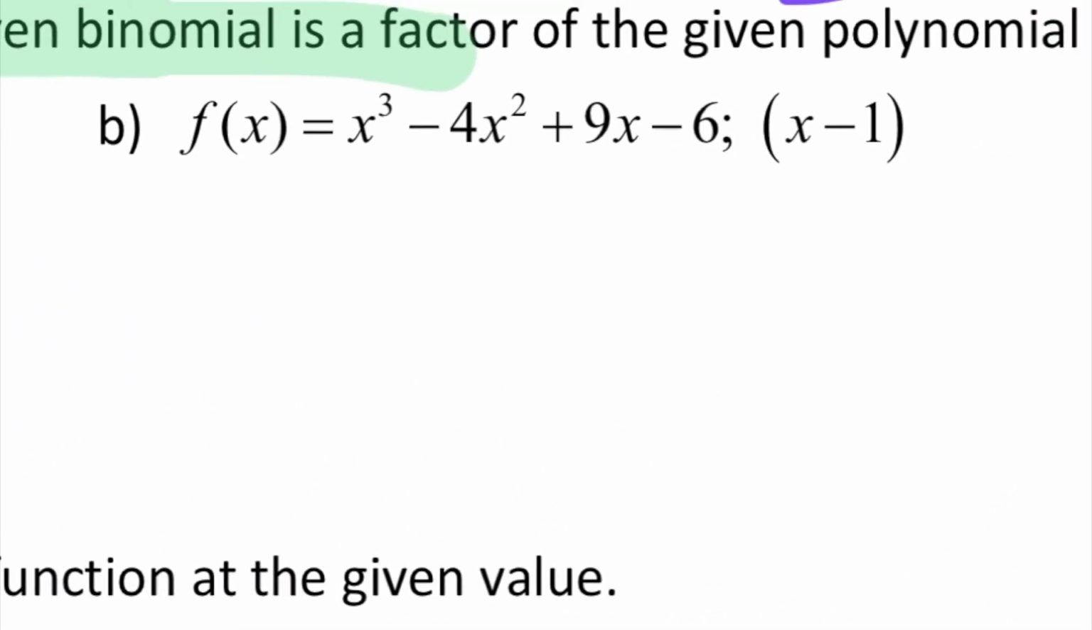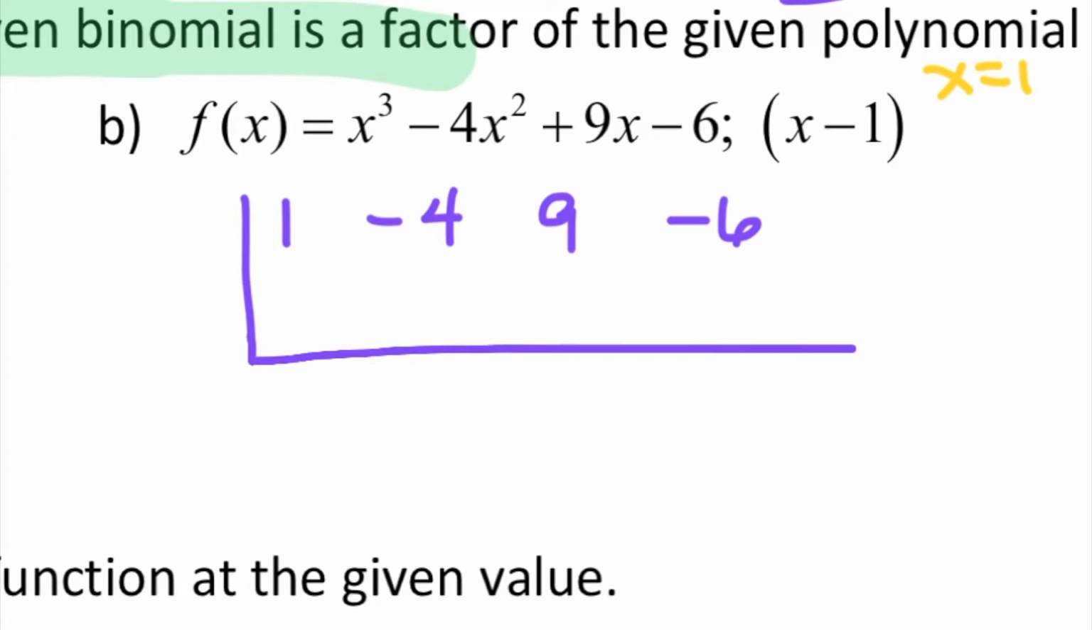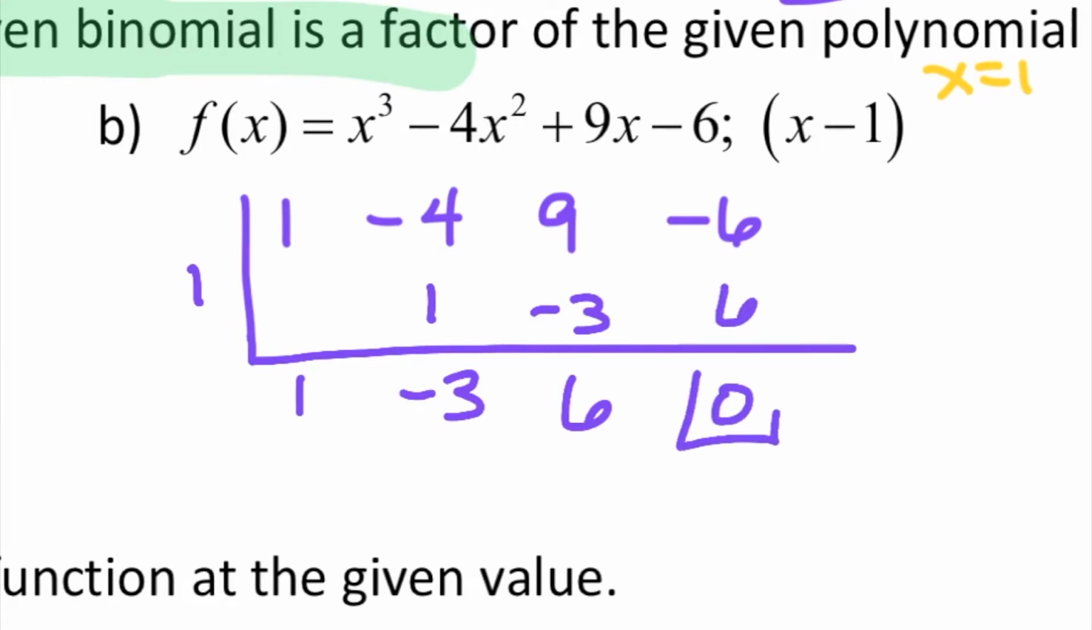The other example here, I'm dividing by x equals +1, and I'm not missing, quote unquote, any terms, so I'm just going to write the coefficients 1, -4, +9, -6. Dividing by 1, and so bring down the 1, 1 times 1 is 1, -4 and 1 is -3, -3 times 1 is -3, 9 plus -3 is +6, +6 times 1 is 6, and -6 plus 6 is 0.